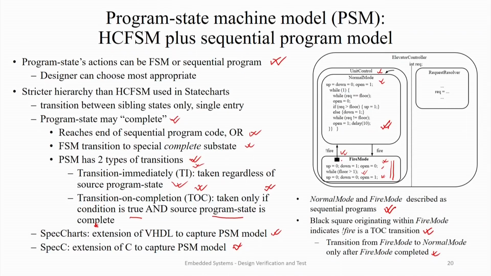So, with this we have learned the essential ways of modeling using state machines and the sequential program model. We have seen how concurrent behavior can be represented using hierarchical concurrent FSMs and the program state machine, and how the entire embedded system behavior can be represented in a structured and systematic manner. With this we come to the end of this lecture.